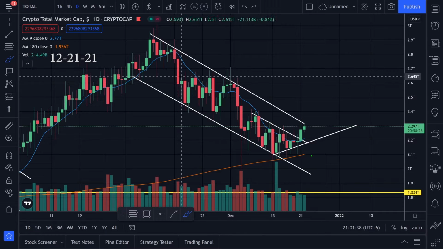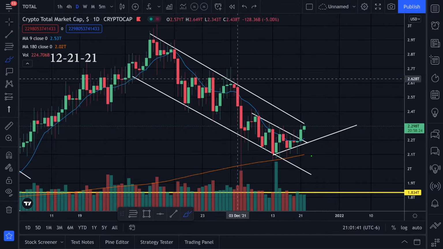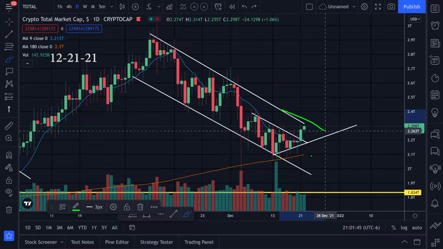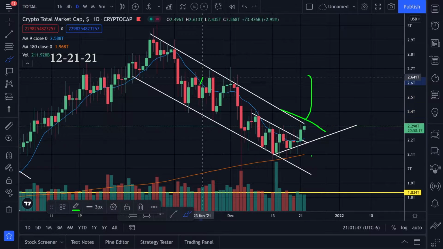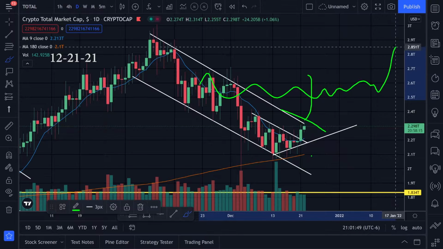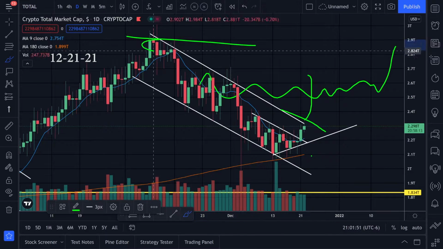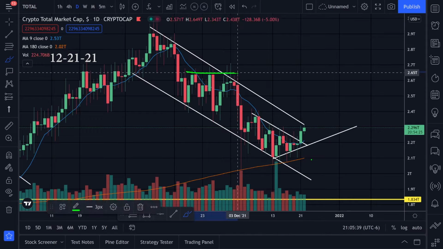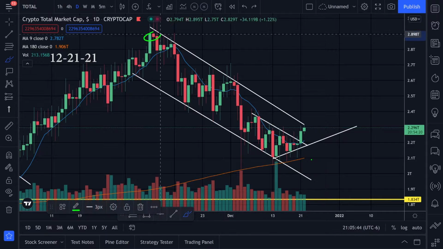Like I said, the next level that I'll be looking at is this one up here, this resistance zone. If we can break this one, what I'll be looking to do is come up, maybe start trading in this area right here, and then maybe break up to the upside and start trying to get into this area over here. Right now we're sitting at 2.296 trillion. This level right here is sitting at 2.65 trillion, and the top of the bodies anyways is sitting at 2.9 trillion.